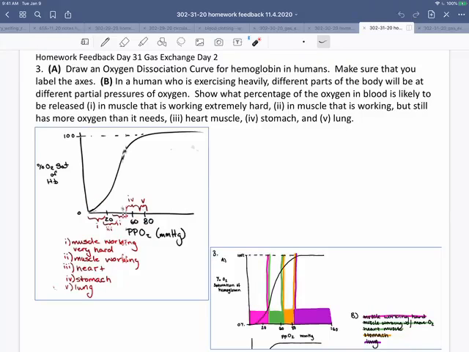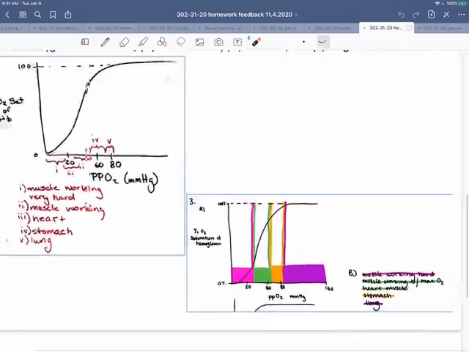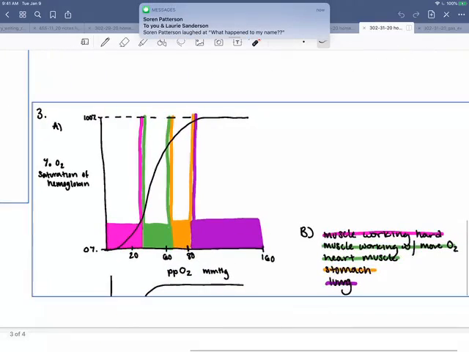Muscle that's working but not quite as hard might be somewhere in here. If the heart is pumping hard, the person is exercising, that might be somewhere down around in here. 70% or so of the oxygen is being released. Whereas during exercise, not much is going to the stomach, so the stomach is not doing much, and not much oxygen is being released there. Most of the oxygen is still present. This was just another example showing these distributions.